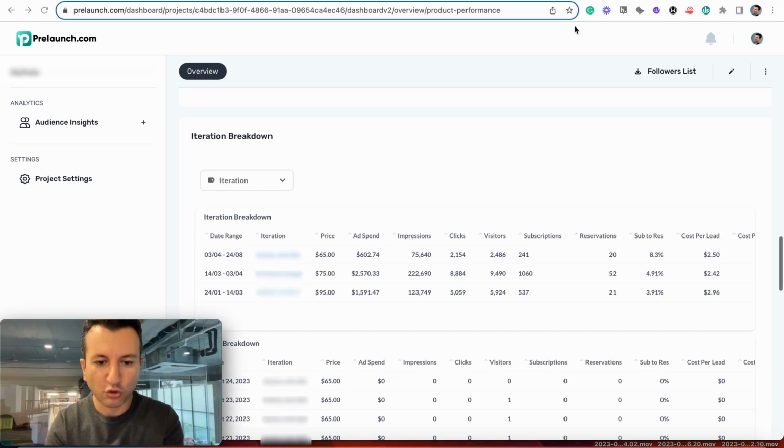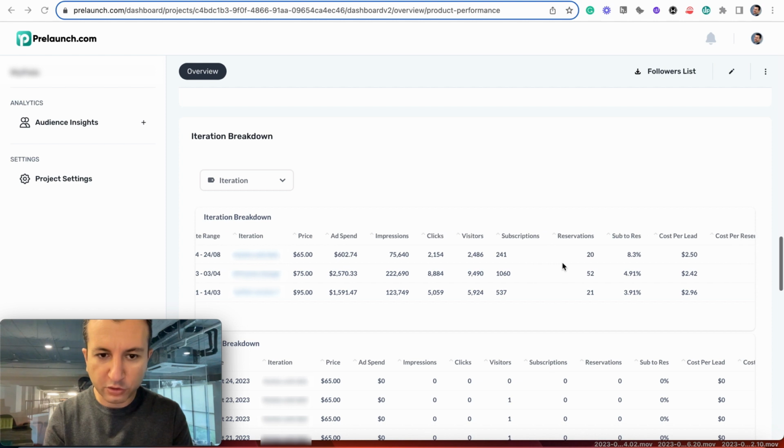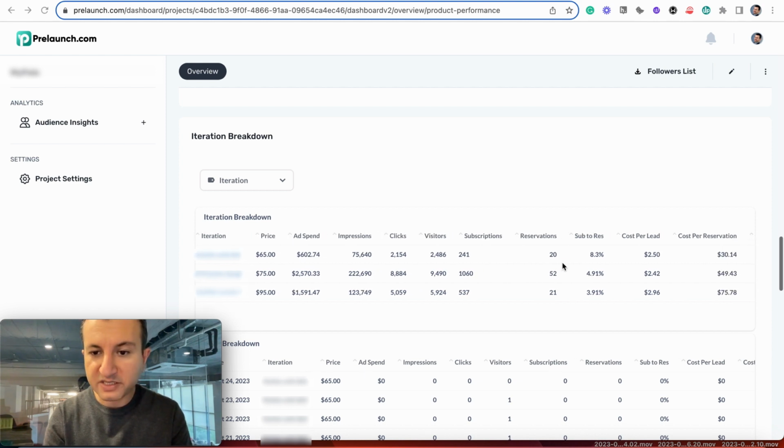Another thing I wanted to show you guys is these iterations where you're changing the price and seeing how it impacts the overall performance of your campaigns. In this case, you see the price was increased from $65 to $95. So the campaigner tested out $65 version, then $75 version, and then the $95 version to find out which is the best price point for this specific campaign, right? And then based on every metric that they can monitor, they understand what is the best price basically.